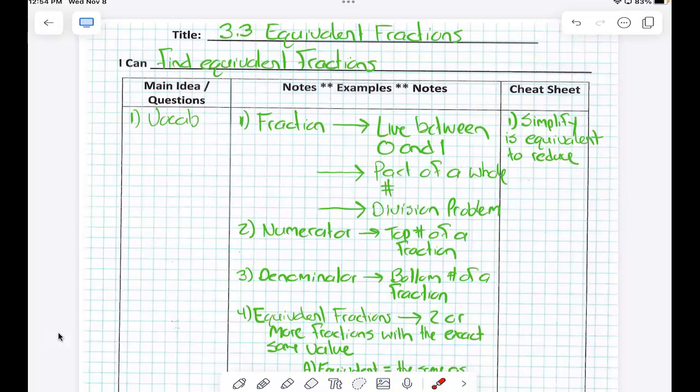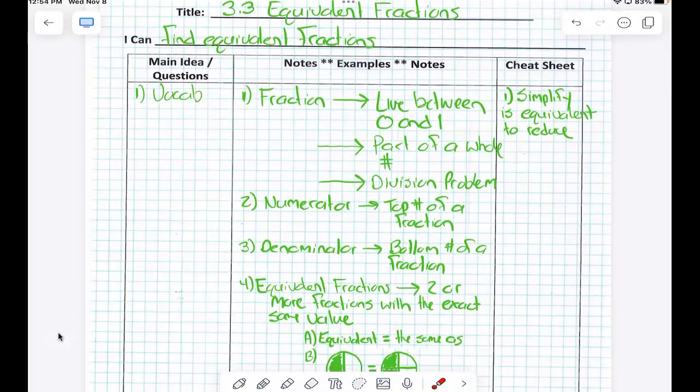3.3 equivalent fractions. Can you find equivalent fractions? Yes. All right, let's talk vocab here first. Fraction, there's 3 definitions. The first definition says fractions live between what 2 numbers? 0 and 1. Second one says fractions are part of a whole number. Remember, the whole number we're talking about is the number 1. 1 is a whole number, the whole number.